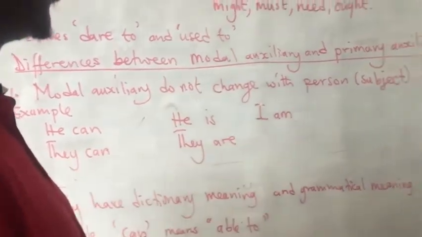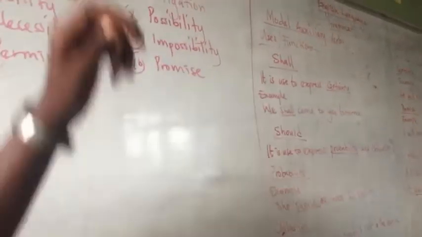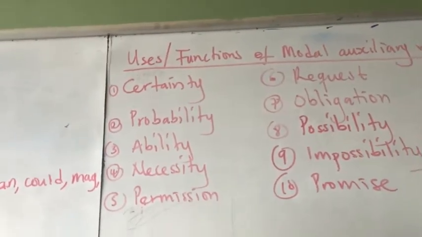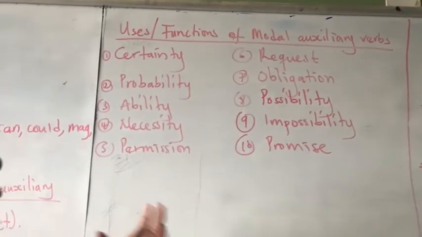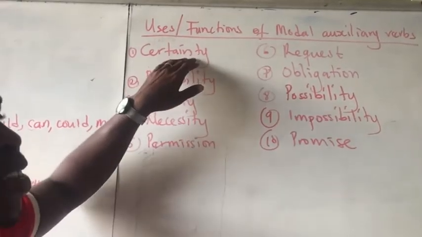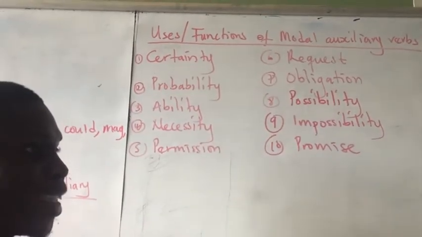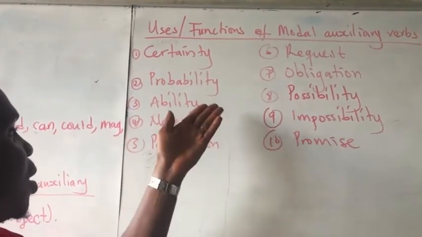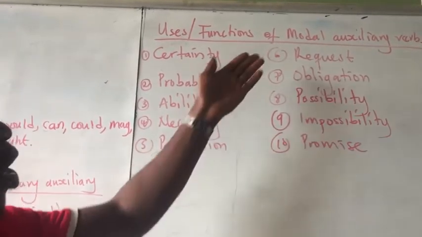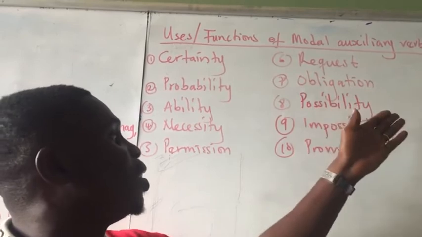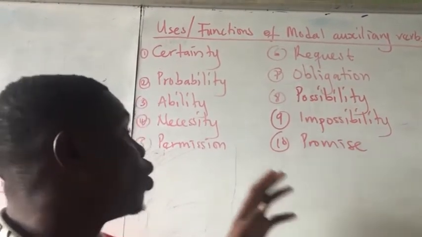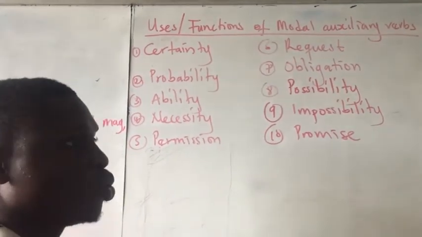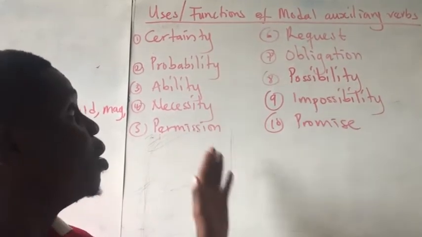Now let's look at the uses and functions of modal auxiliary verbs. We are going to look at their uses under this category based on their meaning. So we'll be looking at how we use the modal auxiliary verbs to express certainty. For example, when we are talking about an action or situation you are certain of, which modal auxiliary verb is best to use. Probability, ability, necessity, permission, request, obligation, possibility, impossibility, and then promise. So whenever you want to express any of this, we have the selected modal auxiliary verb that you can use so that your expression can actually mean these situations.